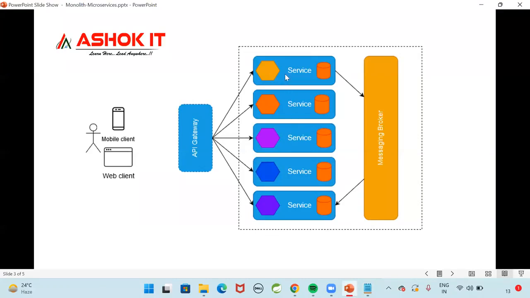Do I need to wait for all the services to be completed, or whichever service is completed, can we release that service to the client? Whichever service is completed, can we deliver it to the client, or do we need to wait for all the services to be completed? Come on, guys.